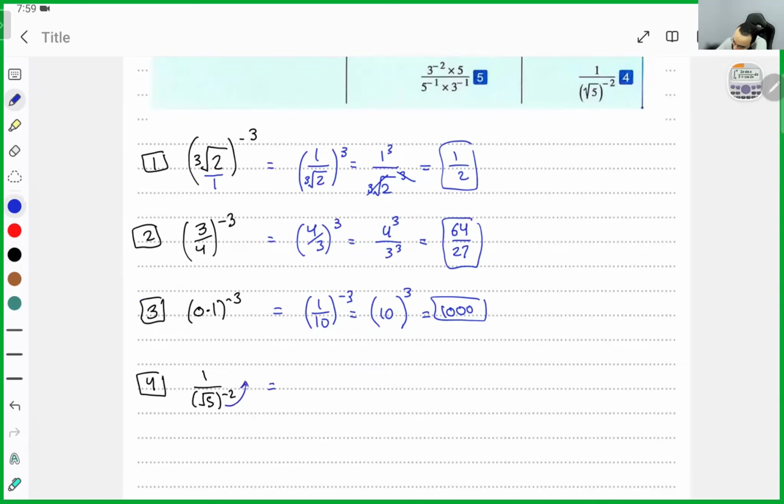So the next is going to be what? Go right up without the negative. Then it's 1 times 1 times root 5 2. So it's 5 only. Correct? Yes.